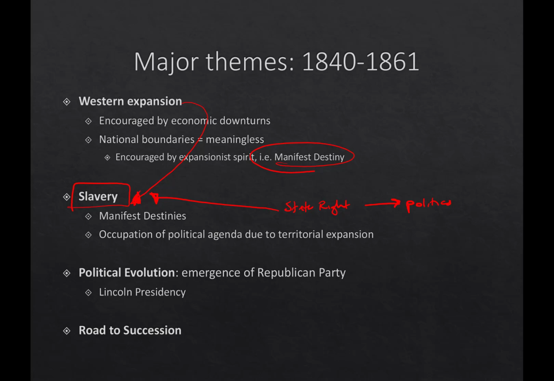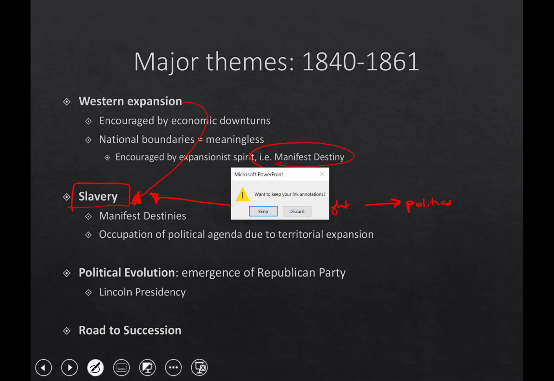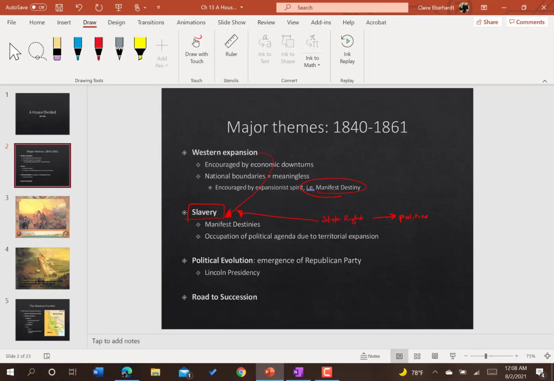So the idea that the Civil War started for any other reason than slavery is not accurate in really looking at it. It's slavery, and then there are all these things under slavery or connected to slavery, as you can see here, that are impacting it. But the root cause was slavery. The issues of states' rights, politics, and westward expansion are all connected to that. So hopefully that's clear. Let's keep that for now.